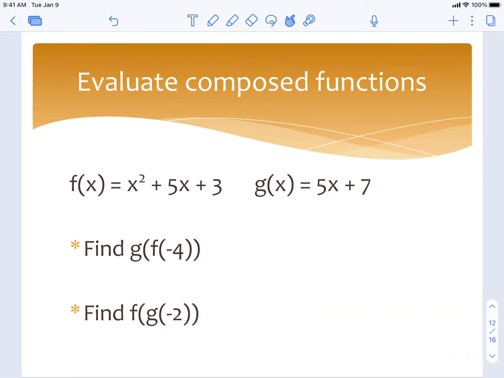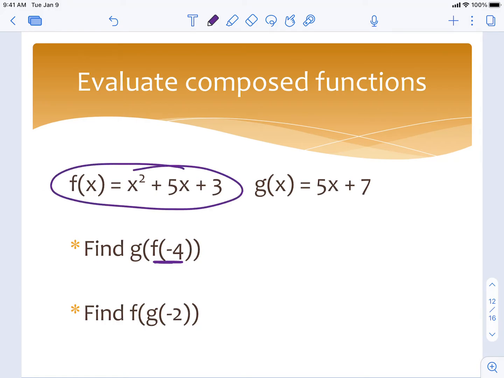All right, evaluating composed functions. So the big thing here, remember, plug in what's on the inside first, right? Work your way outward. So the first thing I'm going to do is plug in that negative 4 into the f, right? So f of negative 4 is going to be negative 4 squared plus 5 times negative 4 plus 3. I can calculate all of that.